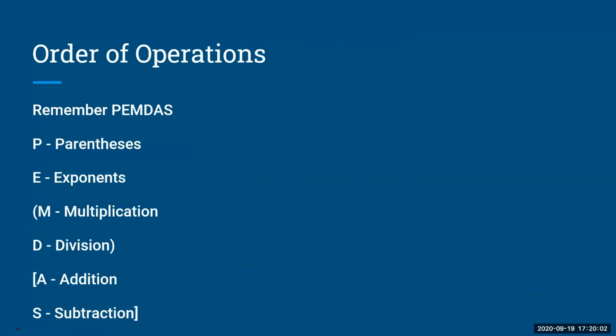All right, order of operations. I bracketed these two for a reason. I'll tell you guys why if you remember. But remember PEMDAS: parentheses, so anything in parentheses you do first, then exponents. Then multiplication and division, and then addition and subtraction. But the reason I grouped these two together is because of how I learned it.